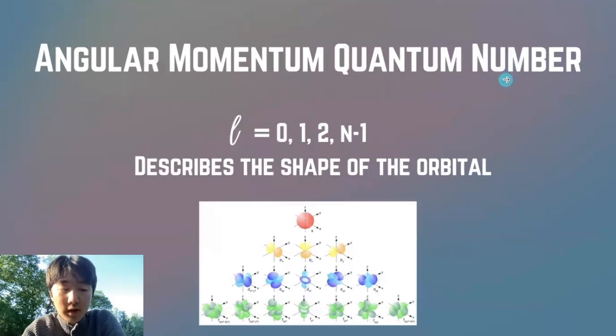So if you have one energy level, then your L value is 0. If you have two energy levels, your L value is 0 and 1. If you have three, your L value is 0, 1, 2. This describes the shape of the orbital.